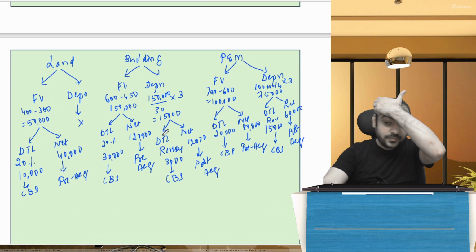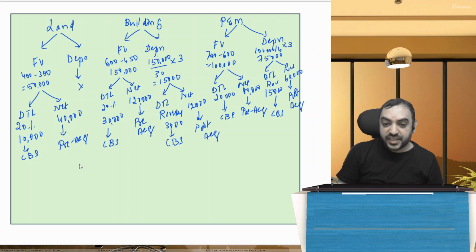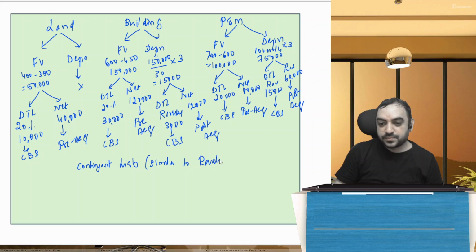So let's do that. Contingent liability is similar to, you can take it just for understanding purposes, a revaluation loss.